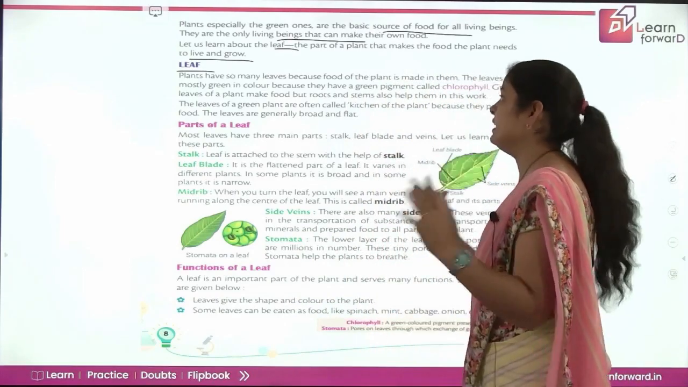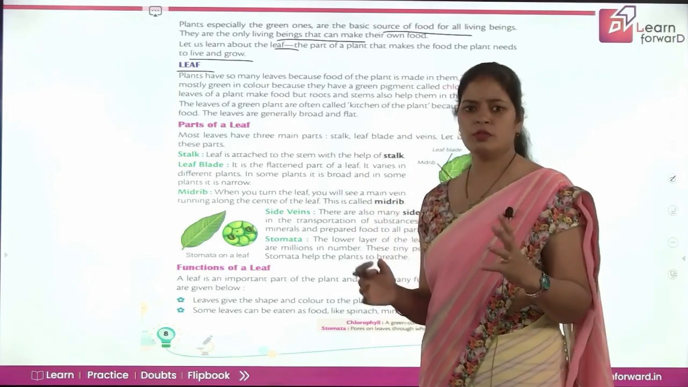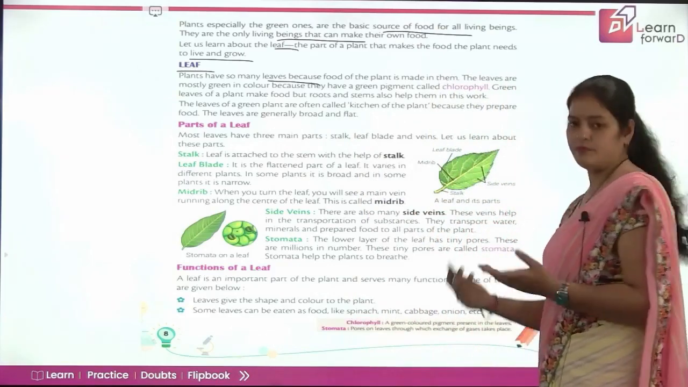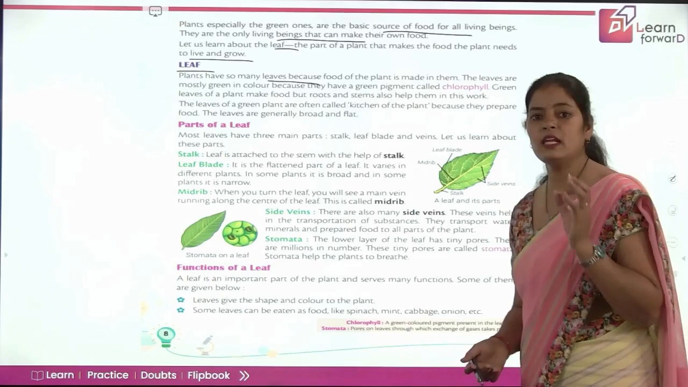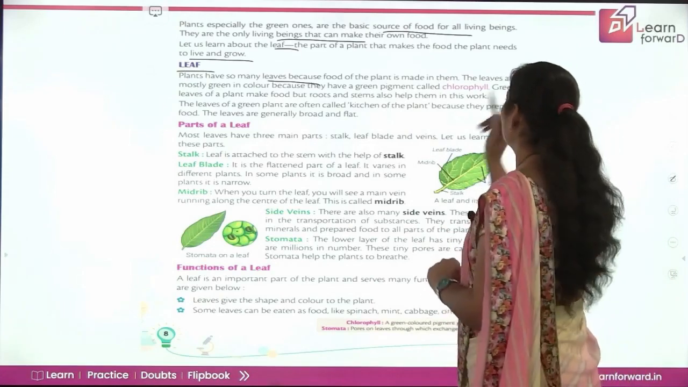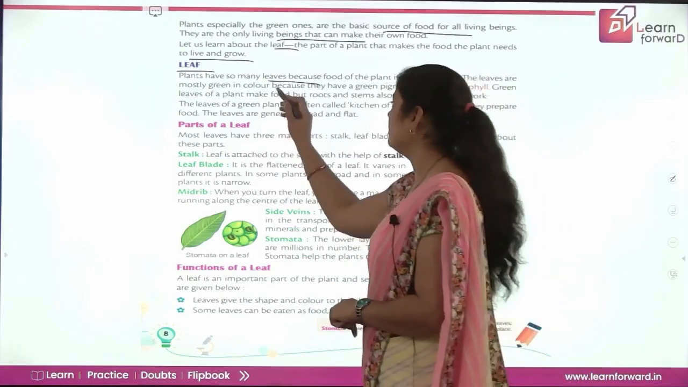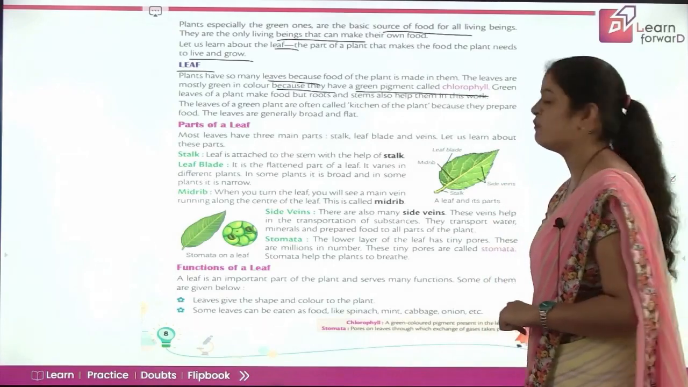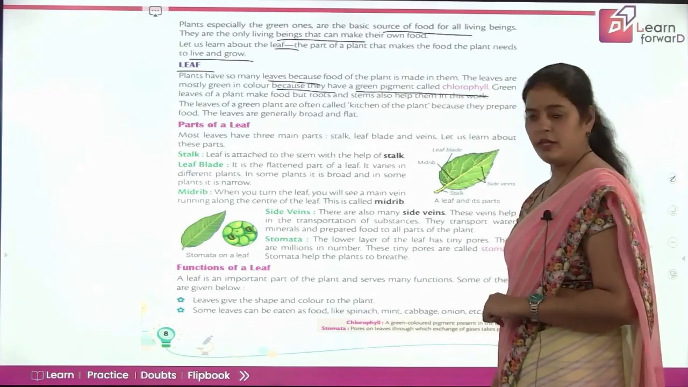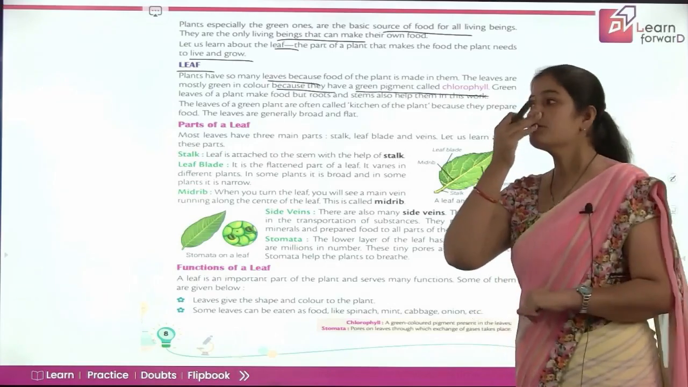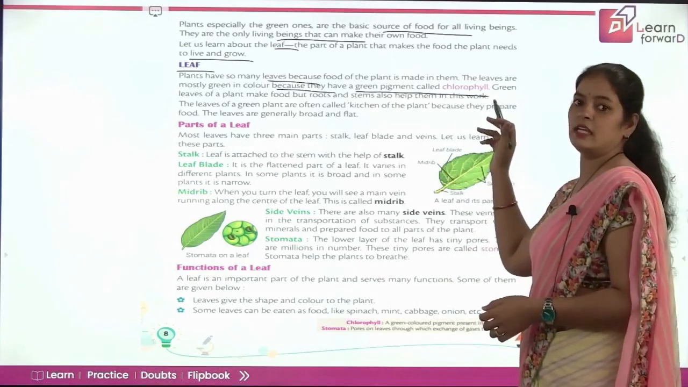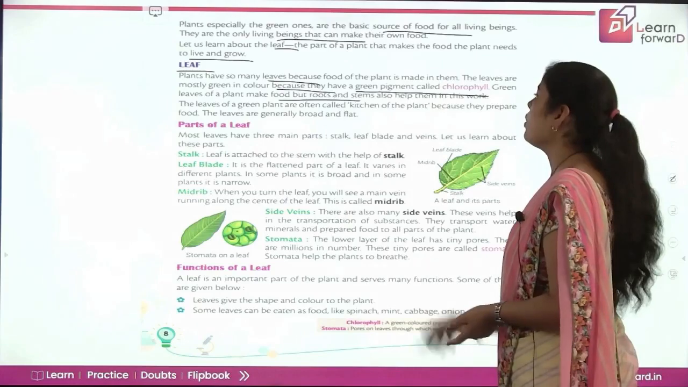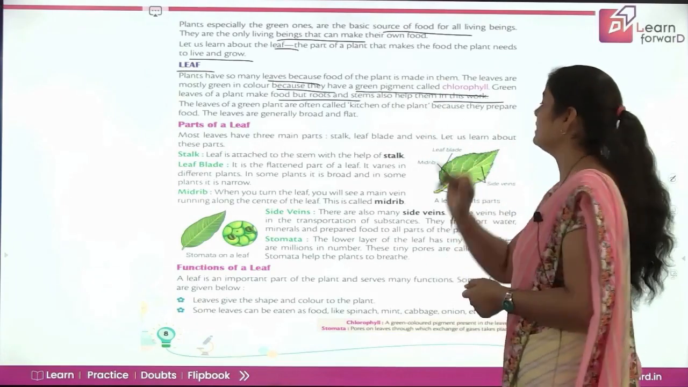Plants have so many leaves, uncountable, you cannot count them, because food of the plant is made in them. Every leaf is involved in the food making process. The leaves are mostly green in color because they have a green pigment. Now this is important. What is it called? It is chlorophyll. It is a green color pigment, and plants appear green because they have this green pigment. Green leaves of plants make food, but roots and stems also help them in this work.